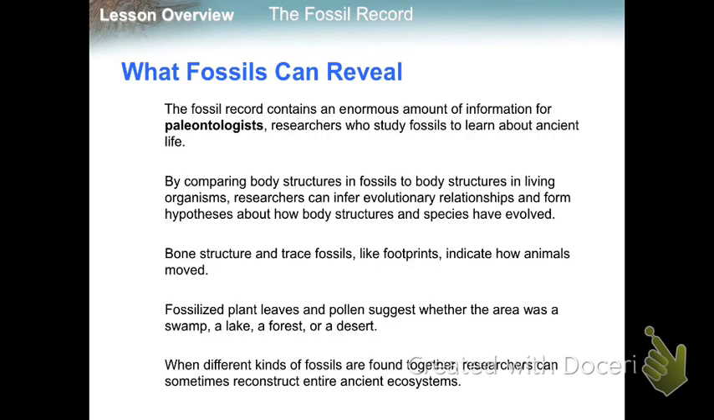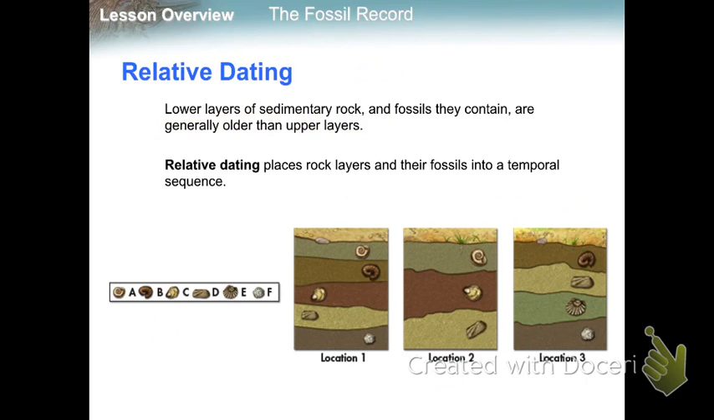Paleontologists are the ones that study fossils. They make inferences from these structures about evolutionary relationships and form hypotheses about how body structures and species have evolved. Trace fossils like footprints can give us clues about locomotion. Plant leaves and pollen can suggest whether the area was a certain type of ecosystem. So researchers can try and piece together a lot of information based on the fossil record.